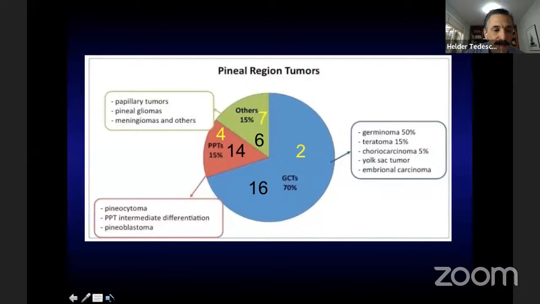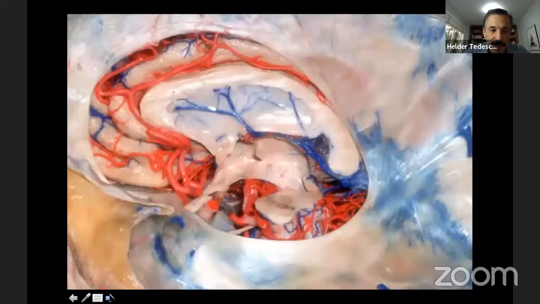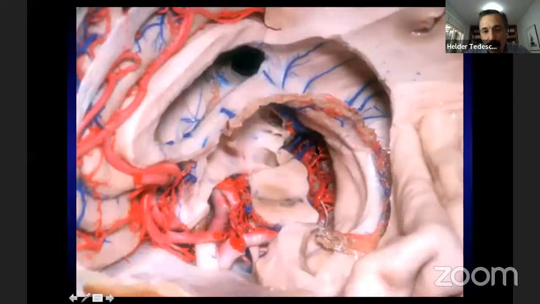My experience with young subjects, the children, comes from this institute, which is called the Centro Boldrini. We, in the past 11 years, had 820 surgeries for CNS tumors, and I've collected 36 pineal region tumors. I'm gonna skip the anatomy here, but just this is from Musi. I think his are the best slides in the world. And in this slide, we can see where we're gonna be dealing with our pathologies: the posterior part of the third ventricle, the pineal gland, the venous complex on top, the contents of the cerebellar mesencephalic fissure, the posterior part of the parahippocampal gyrus, the mesencephalon, and the quadrigeminal plate are all here.